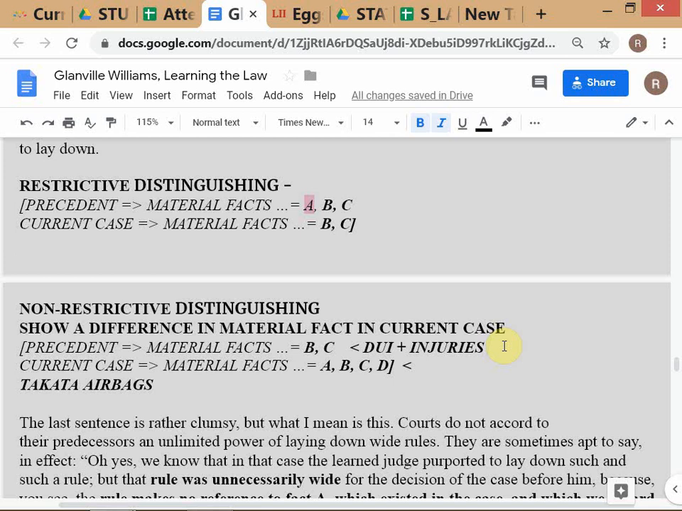Now you have to protect your client, so you have to somehow show that he should not face these penalties. So what you do is you highlight certain facts in your case which are materially different. First of all, there's another factor A: your client was not drunk. Then B and C, you can say, are common here, that is car accident, injuries, etc. Another point which you cite in your client's case is that the car was defective. That means the brake failed or the steering went out of control.